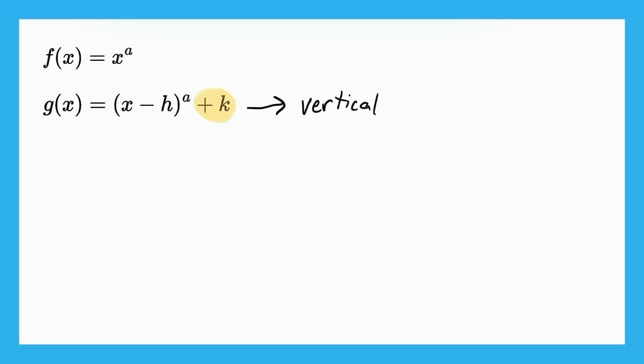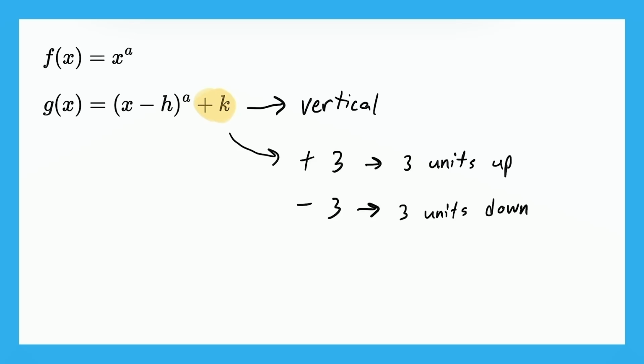So this part of the formula, plus k, determines the vertical movement of the graph. If we have plus some number, that means that the graph will be shifted up. And if we have minus some number, that means the graph will be shifted down. So as a couple of quick examples, if we had plus 3 in place of plus k, that would mean that our graph is shifted 3 units up. Similarly, if we had minus 3 in place of plus k, that means that the graph would be shifted 3 units down. And if we have no k, that means that our graph does not shift up or down.